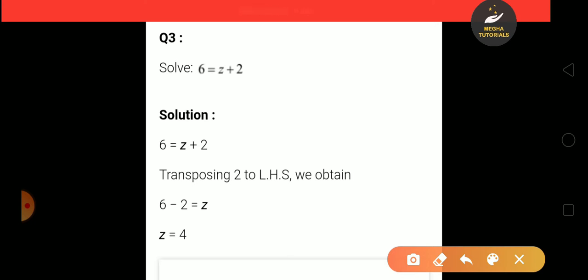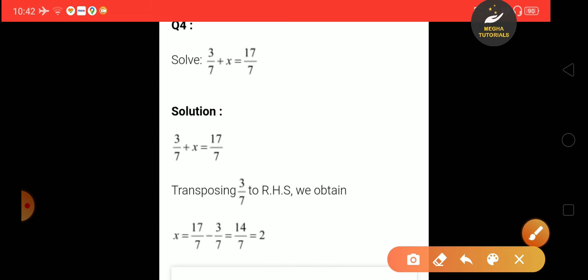Question 3, solve 6 is equal to z plus 2. So we can transpose 2 on this side to get the value of z. So we'll get 6 minus 2 is equal to z. 6 minus 2 is equal to 4. Therefore z is equal to 4.